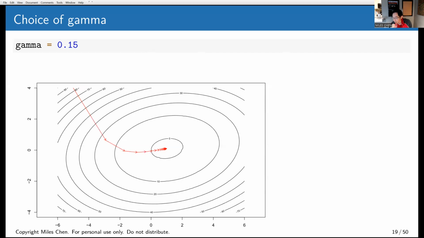Here's a bigger gamma. Okay, so gamma of 0.15, and we took a big step, and we're getting pretty close to the center right there.